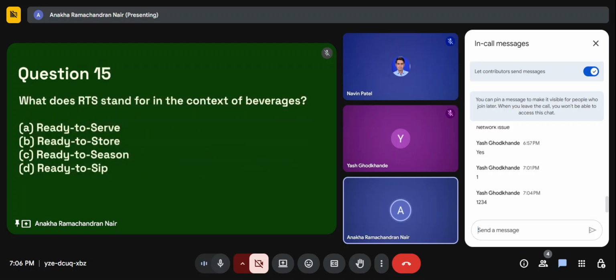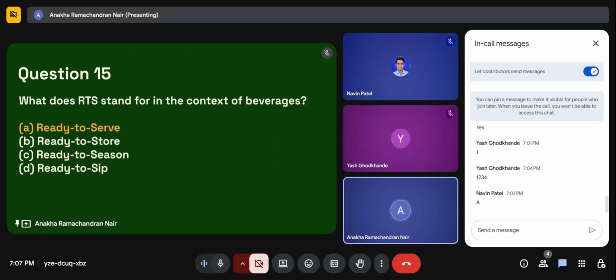So let's move on to question number 15. What does RTS stand for in the context of beverages? There are four options given to you: ready to serve, ready to store, ready to season, ready to sip. So this is a relatively simple question. You can guess the answer, I think, easily. So what do you think the correct answer is? Right. So the correct answer is A, ready to serve. So in context of beverages, it is where you don't have to do any additional steps before serving it to someone. So that is RTS, ready to serve.